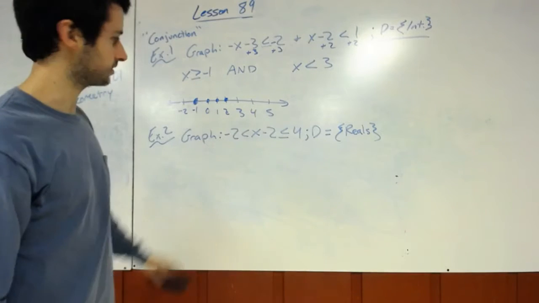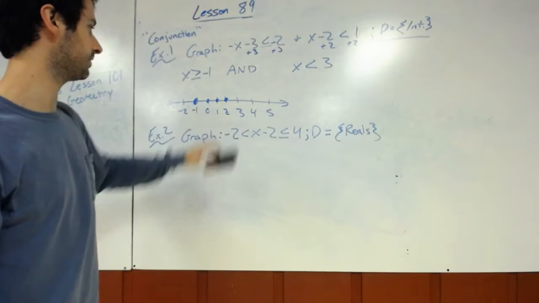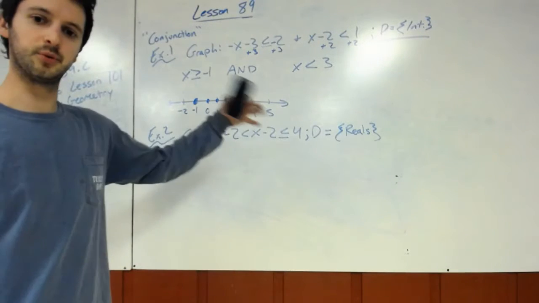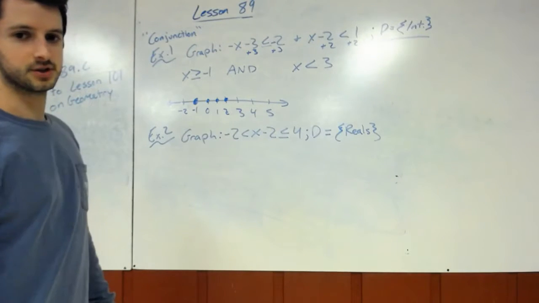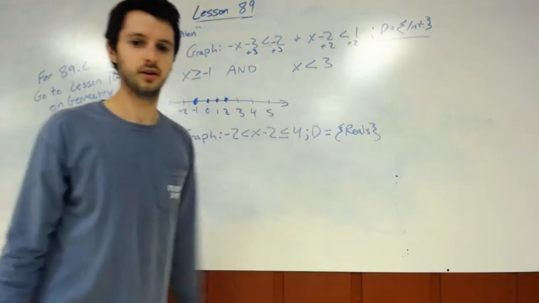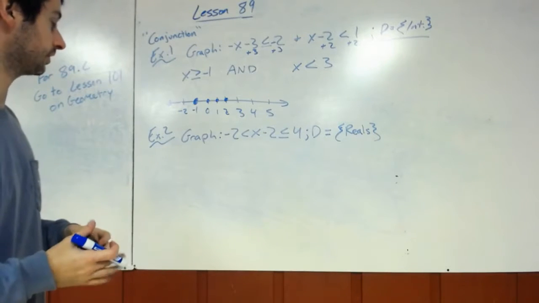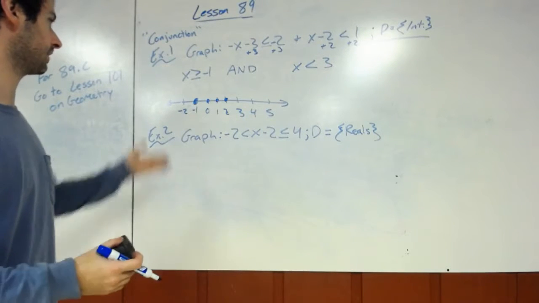So the only integer less than 3 would be 2. So those would be our 4 integers that would be able to plug in for x. So negative 1, 0, 1, and 2 could plug in for either of those graphs. Or it could plug in for both of them. So that's one conjunction. Now let's look at another one.